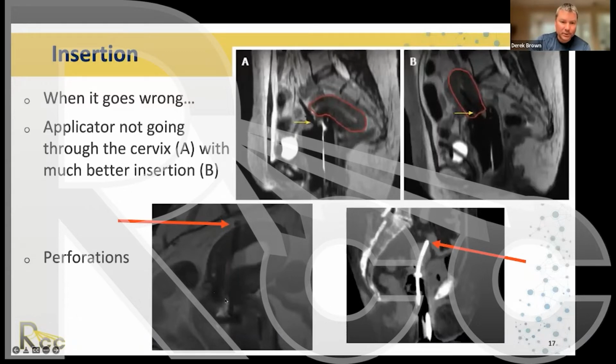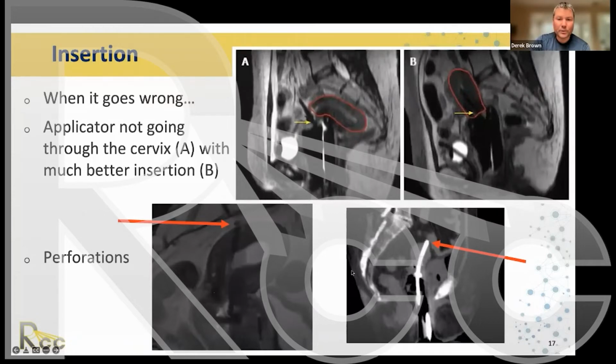Here's another example. You can see the tandem has gone through the cervix into the uterus, and then it's gone back through the back wall of the uterus, and it's actually perforated the uterus. Here's another example. Here's the tandem. It's gone through the cervical os. It's gone into the uterus. Everything looks good, and then it's just been pushed too far, so it's just gone too far through the wall of the uterus.